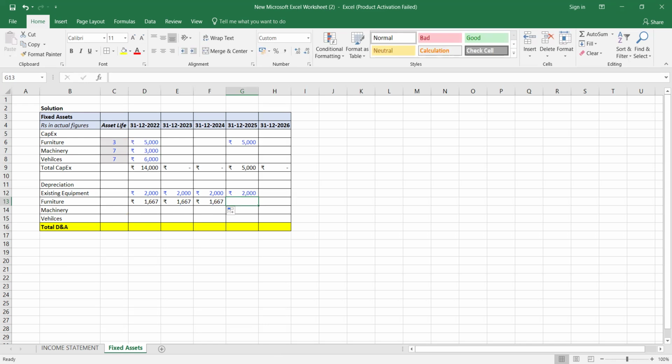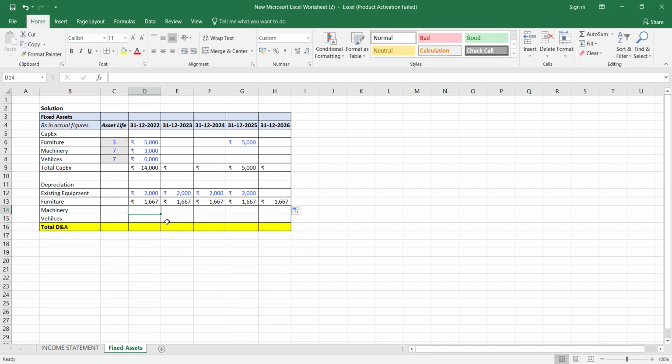But fourth year, there is a new purchase. So again, we have to repeat the same formula for fourth year, is equal to select this divided by life of asset. Then you have to lock the cells. You know how to lock the cells? Dollar sign before and after the alphabets. You got this? Now here we can continue for next year also, because 3 years there is a life. So now we have calculated depreciation for furniture.